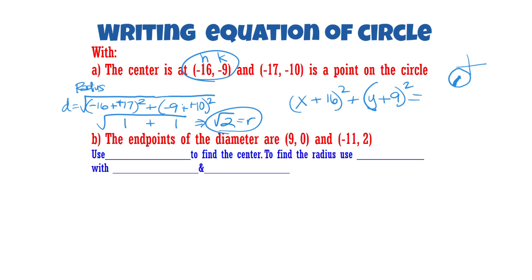So if I take the square root of 2 and square it, I'm just going to get 2. And that, ladies and gentlemen, is the equation of the circle they want.